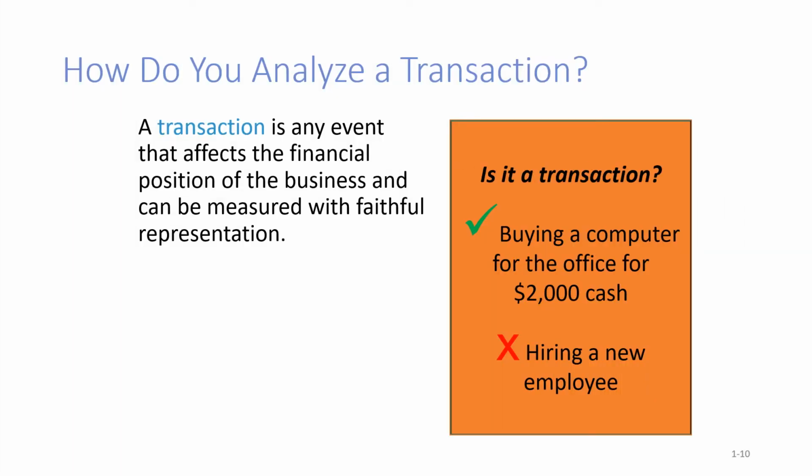Our first component looks at what a transaction is. A transaction, as it lists here, is any financial event that affects the business, and it can be represented with faithful representation. Another way to say it is that it's a give-get transaction. We are essentially getting something and giving something out in exchange. So in our orange box here, buying a computer for the office for $2,000 of cash is a transaction where there's a give-get exchange. We are giving out cash and getting a computer in exchange for it.